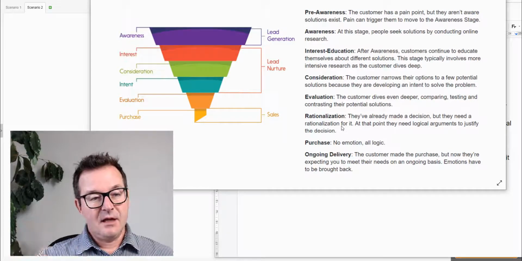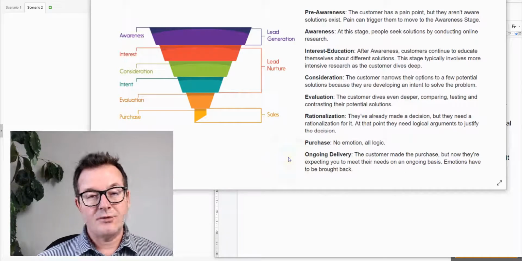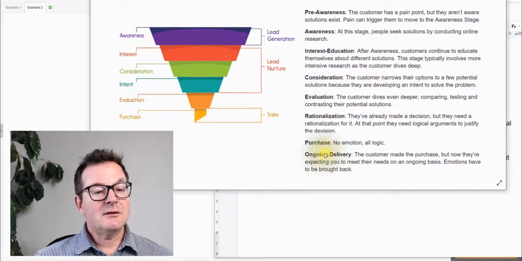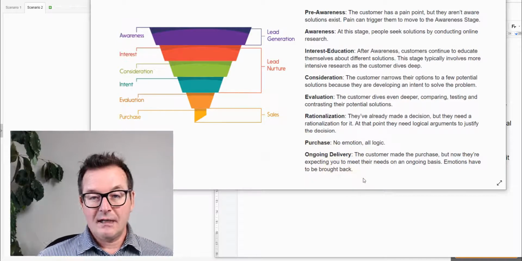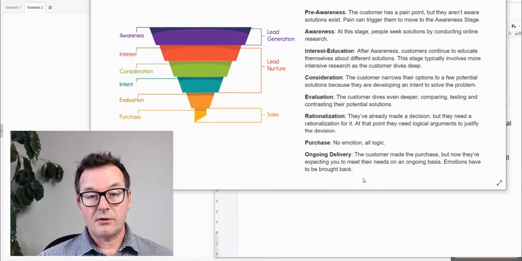Then after that, the most important part is the ongoing delivery. But, well, if you don't make a purchase, there's nothing. That means that today, when you deliver your service, it has to start immediately after the shopping cart. Okay, your thank you page. You start there to deliver your product.